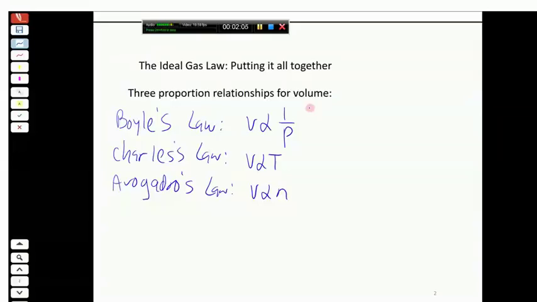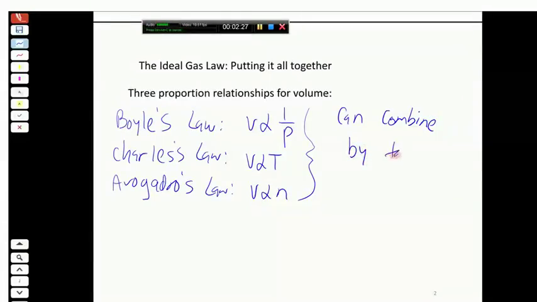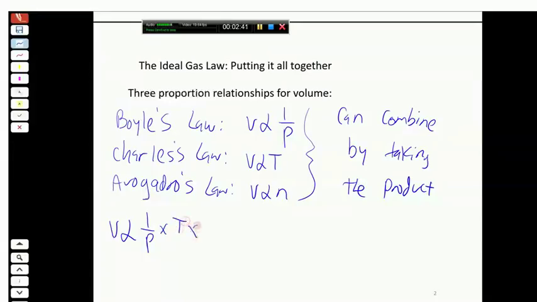And what we have is a trick we've already used once or twice in this course, and we used it a little bit when we were talking about the equation for heat, mc delta T. If you have a parameter that's proportional to three things separately, it's also going to be proportional to the product of those three things. So we can combine these three into one equation by taking the product of everything that volume is proportional to. So that means volume is going to be proportional to 1 over the pressure times the temperature times the number of moles. It's proportional to all three of those things multiplied together.